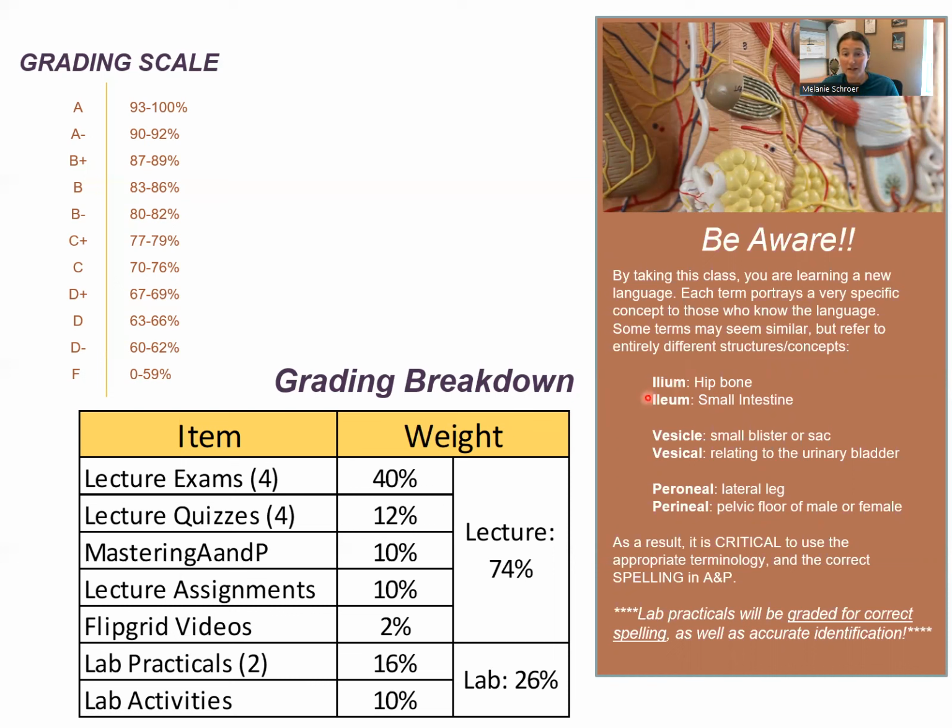So here, ilium and ilium sound exactly the same, but your ileum with an E is part of your small intestine, and your ilium with an I is your hip bone. Okay, vesicle and vesicle, right? One is a little saccule, a little blister. The other one has something to do with the urinary bladder, right?